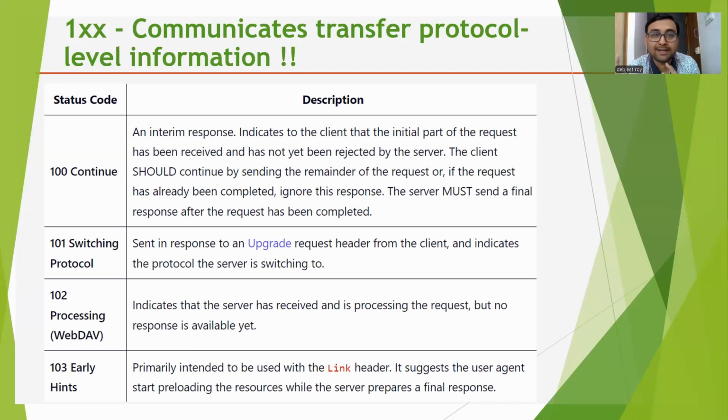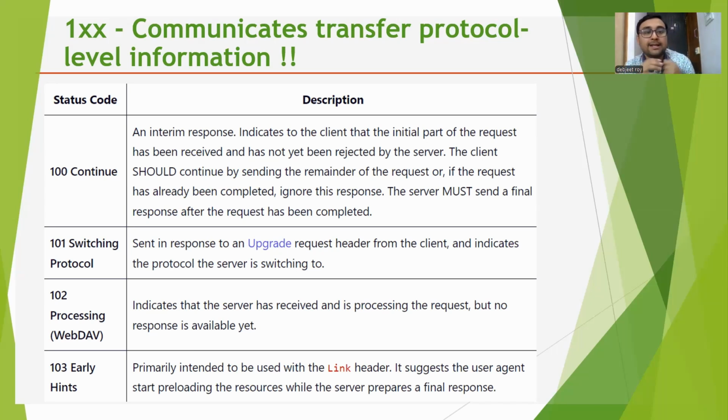The 100 status code means it's an interim response. It indicates to the client that the initial part of the request has been received, but it is not rejected by the server yet. It is in process. The client should continue by sending the remainder of the request. That means some part of the request has been sent and some part has not. If the request has been completed, then we can ignore it. The server must send a final response after the request has been completed. If the entire request has been sent, the client will expect a response based upon the request.